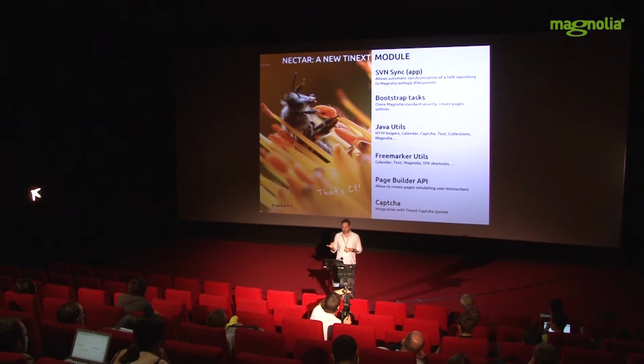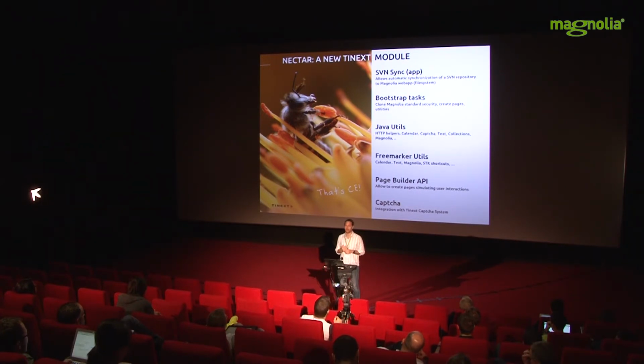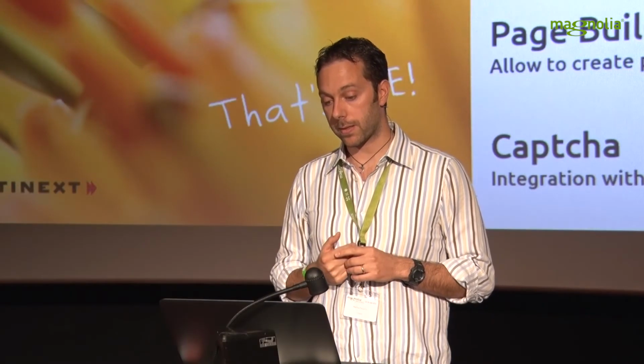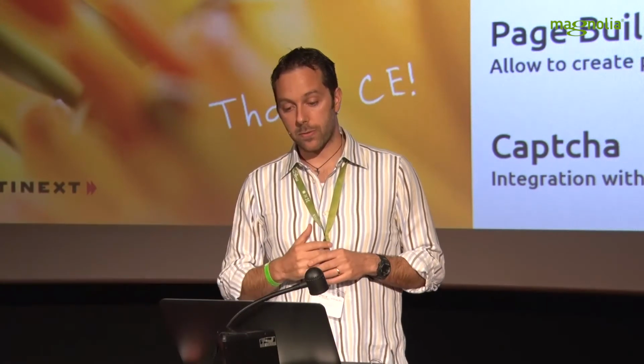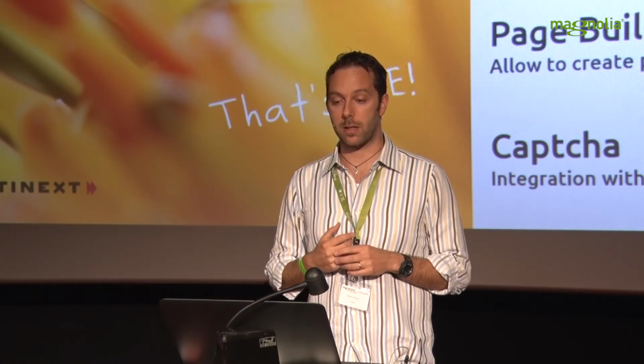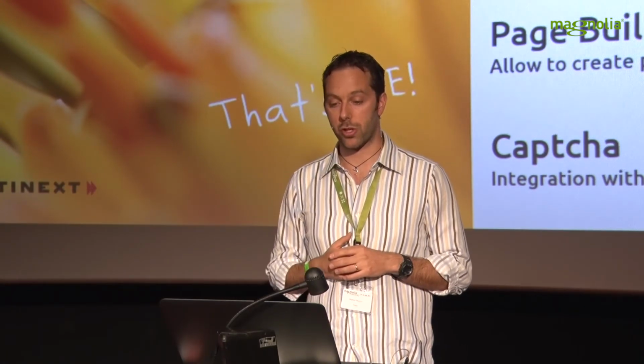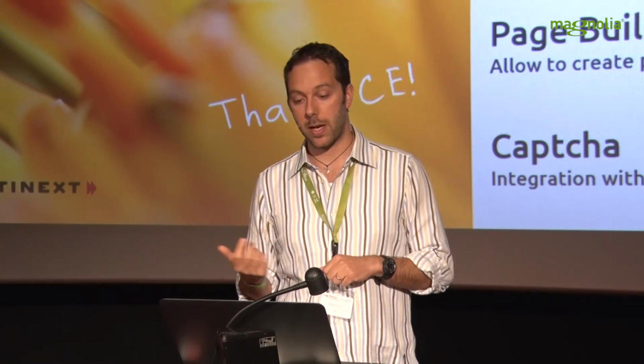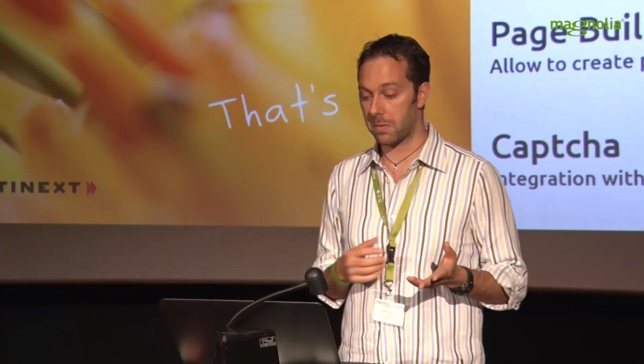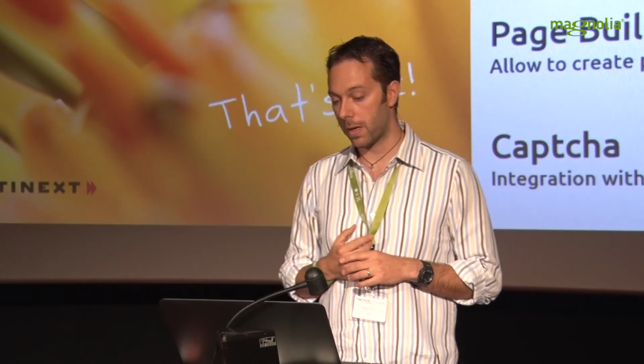We have Bootstrap tasks. For example, we have one task that clones the standard Magnolia security layer. So Eric, Peter, user, in a website-specific, project-specific users. So we save 1 hour every time with this automatic task. We have Java utils and Freemarker utils that came from our project history. So we have calendar, HTTP helpers, Magnolia API, and so on.